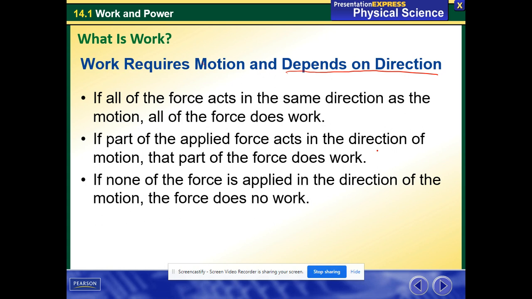The first scenario says if all of the force acts in the same direction as motion, all of that force is going to do work. And this is actually where we get the maximum amount of work out of something that we can.